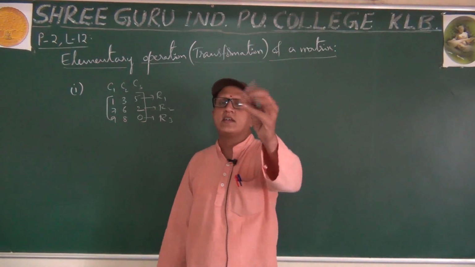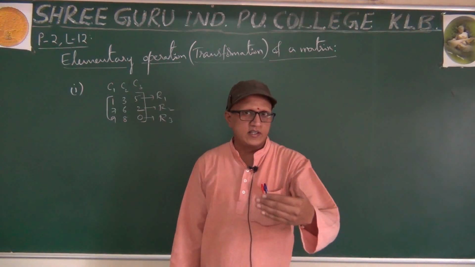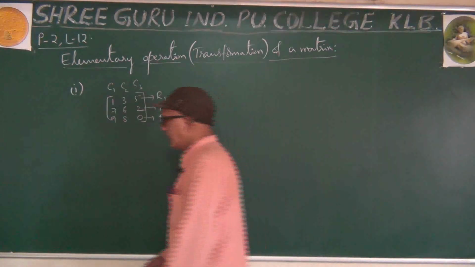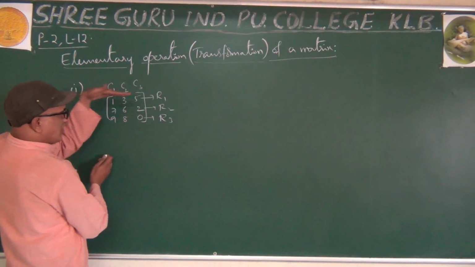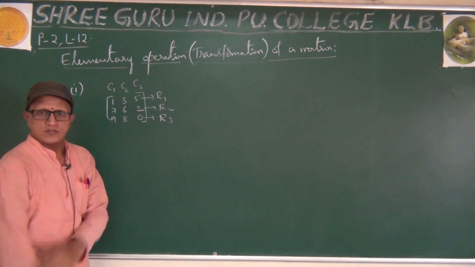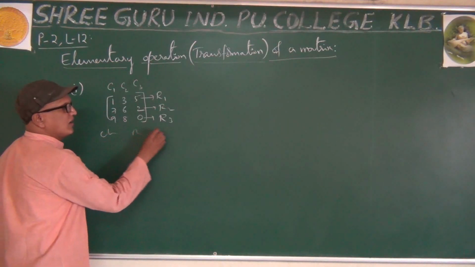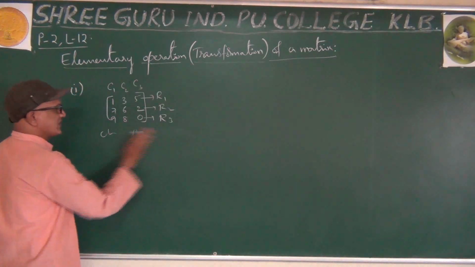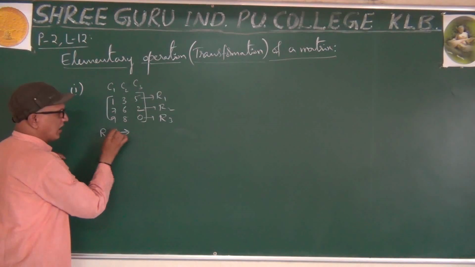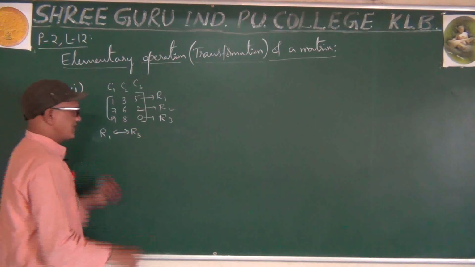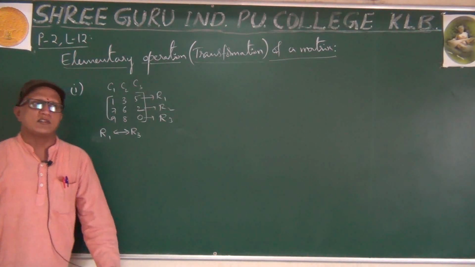We can interchange any row with another. Means, sir, I want to interchange R1 and R3. Yes, you can. How to write that? Simple. R1 and R3 I want to interchange. That's it. This is the representation of change of the first row and the third.